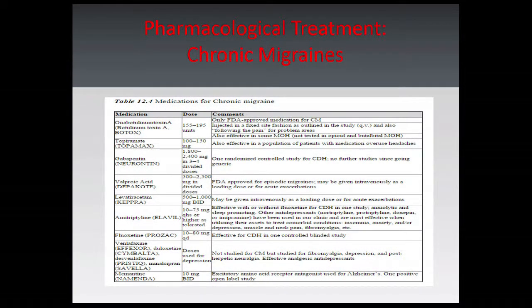The only medication that's actually FDA approved for chronic migraines has become Botox. The tricky thing with the FDA, in order to get something approved, it doesn't mean it's better than anything else. It just means that this company had enough money to pay for the clinical trials to get it approved. But Topamax is something that's very common. It's actually an anti-epileptic, so now we're going to the anti-seizure medications.